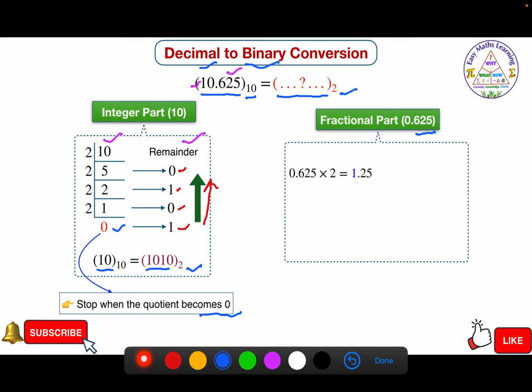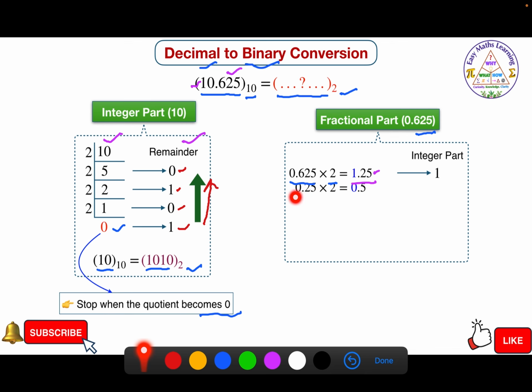So multiply this fraction with 2, we are getting 1.25. So in this number, the integer part is 1 and fractional part is 0.25. So here we record the integer part of this output, which is 1. Now we take fractional part of this number, which is 0.25.